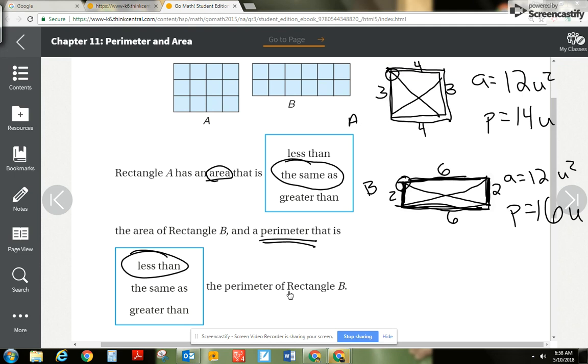So this problem was a couple of problems in one, but really we're just finding the area and perimeter for two different rectangles and comparing them. Reading this paragraph and these fill in the blanks here is a little tricky, so read it carefully. If you have questions, be sure to ask me.